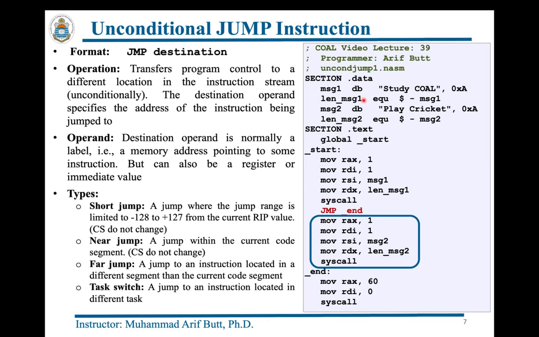In this example assembly program that we discussed in the last session, due to this jump instruction shown in red, the control of execution will transfer to this label _end over here, and these 5 lines of code will never get executed.